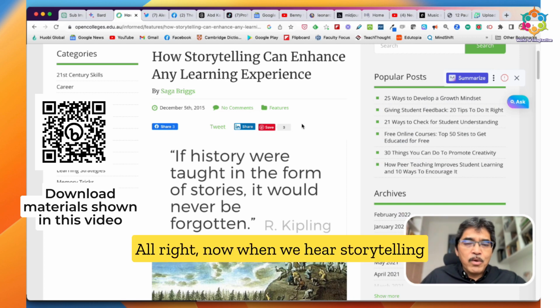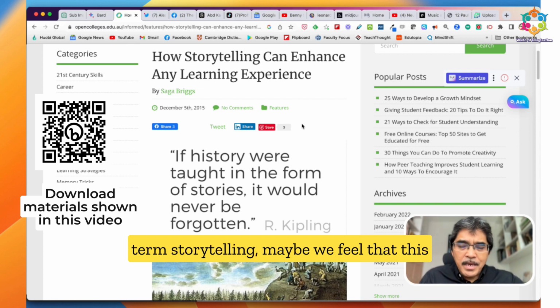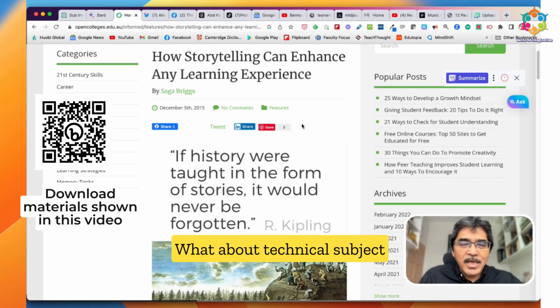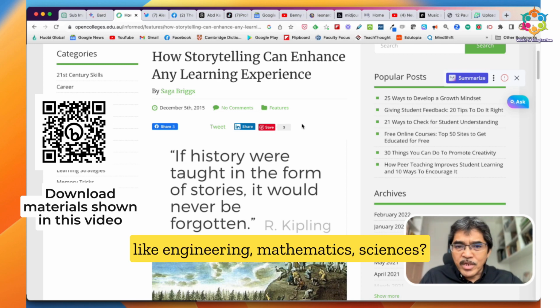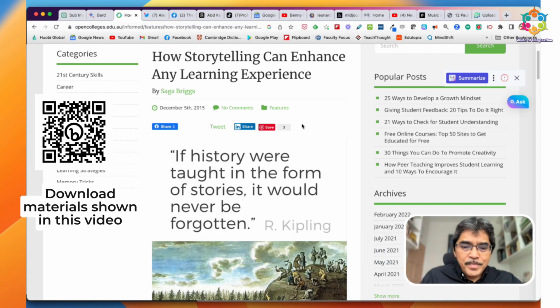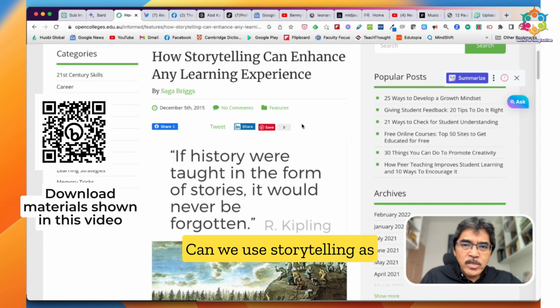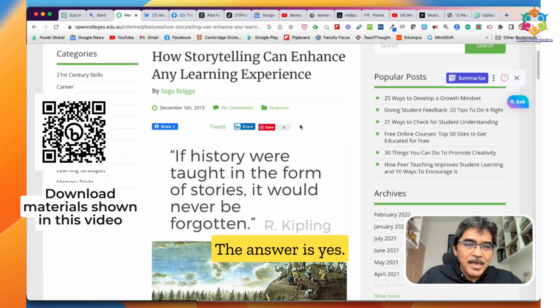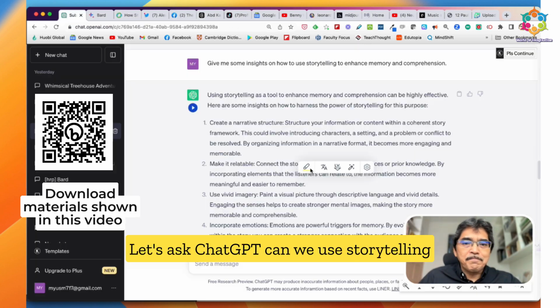All right. Now, when we hear the term storytelling, maybe we feel that this is only suitable for non-technical subjects. What about technical subjects like engineering, mathematics, sciences? Can we use storytelling as one of the teaching strategies? The answer is yes. Let's ask ChatGPT.